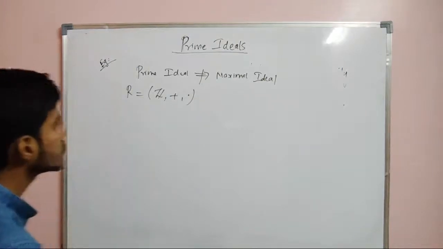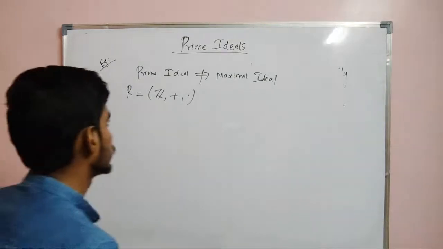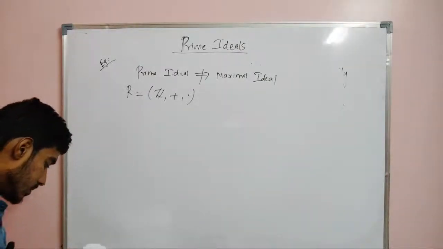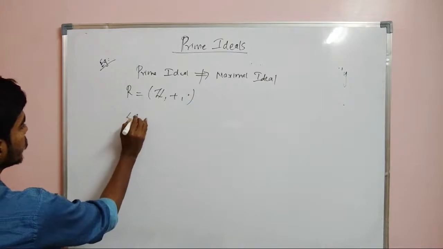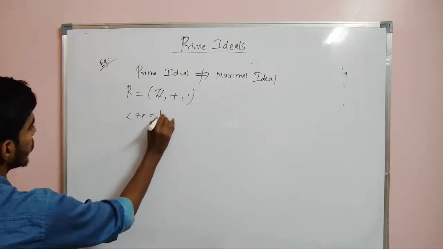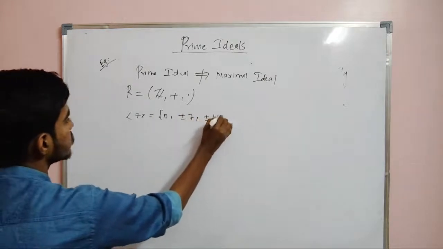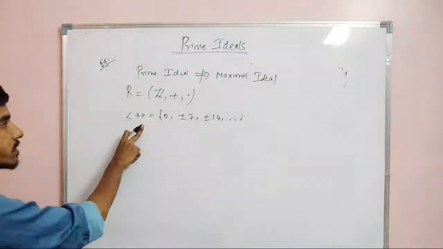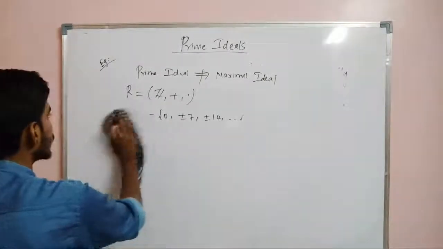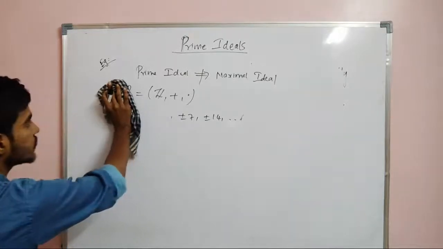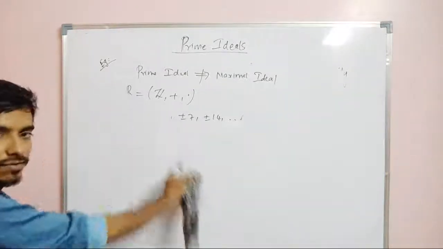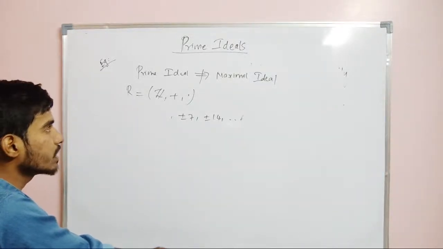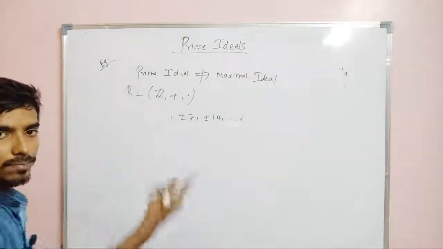Okay, in the integers every prime ideal is a maximal ideal, I think. For example, if I take 7, then this is a prime ideal. This is also a maximal ideal, because we cannot find another ideal which properly contains 7. So in the integers, every prime ideal is a maximal ideal. We need to think of another ring in which a prime ideal is not a maximal ideal. There exist some rings in which a prime ideal is not maximal, but in the integers every prime ideal is maximal.